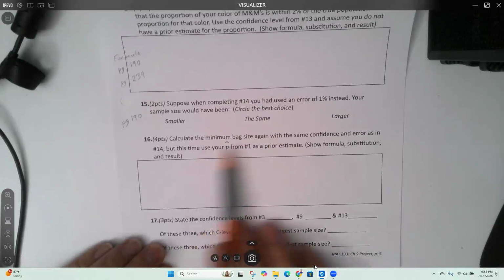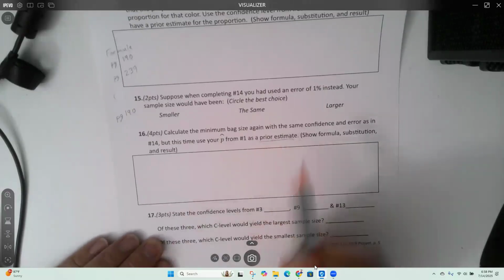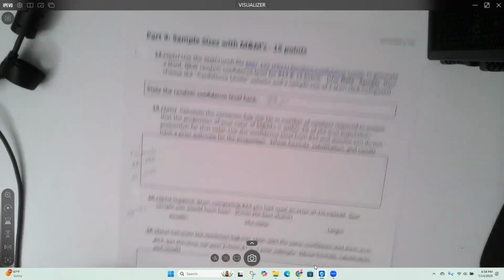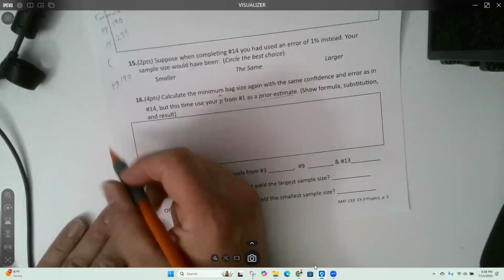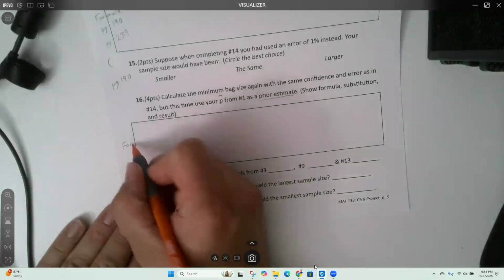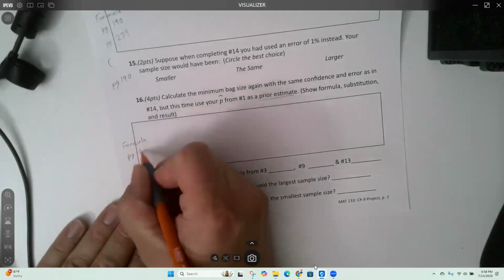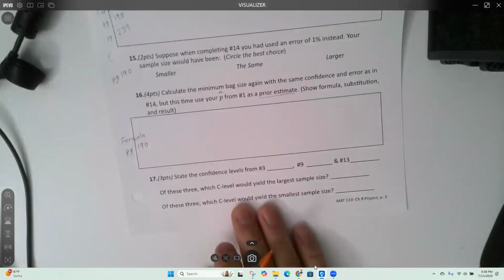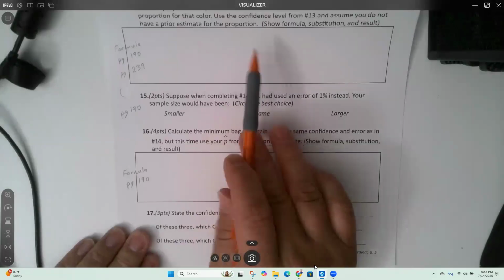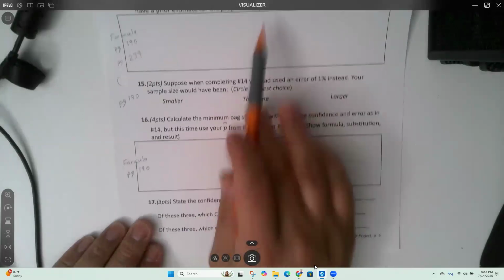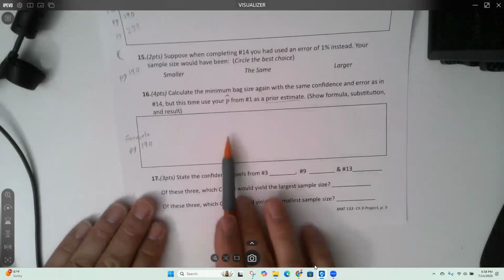All right. Calculate the minimum bag size again with the same confidence level, but this time you have a prior estimate. Up here, we're going to have no prior estimate, and there's a different formula. It's very similar, but a different formula if you do have a prior estimate. And the formula for that is still also in the same place, page 190. And in this case, we do actually have a prior estimate. So doing this one up here where we said you don't have a prior estimate is not inaccurate, but it's going to make things a little worse for us than if we actually use a prior estimate.